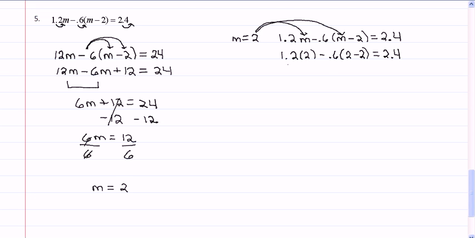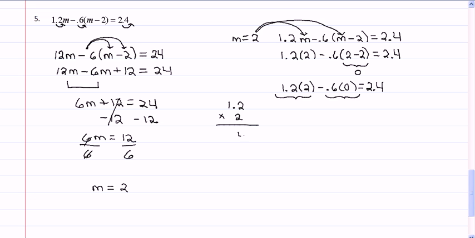So in the check, I have 1.2 times 2, and then I have a negative 0.6 times parentheses, 2 minus 2. So if I combine the parentheses first, 2 minus 2 is 0. So I'll rewrite the check as 1.2 times 2 minus 0.6 times 0. And now if I multiply each part of the left side, 1.2 times 2.